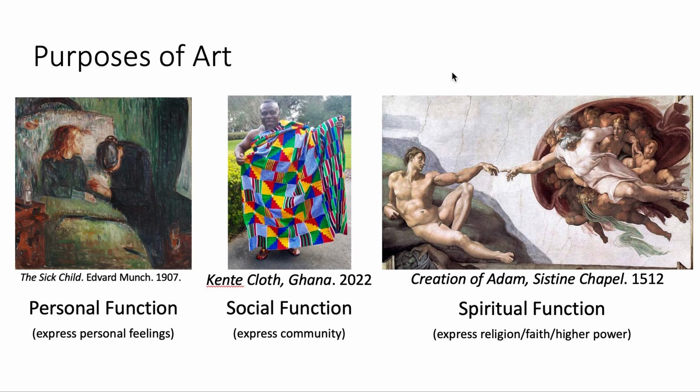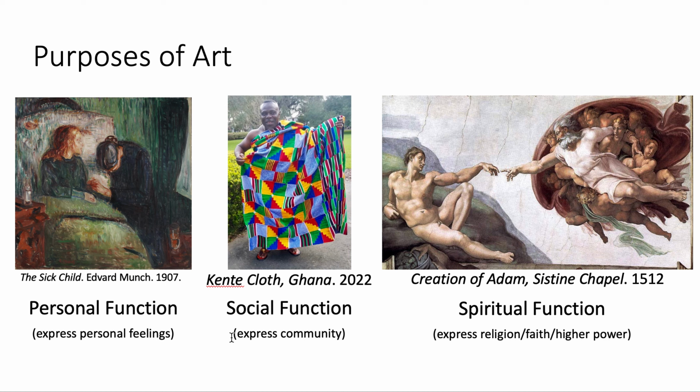All right. So purposes of art. So we have all these different functions, so let's break those down and see what they are. The personal function really is about expressing personal feelings, right? So here, in The Sick Child, we have a painting about a child who's sick and dying, maybe having their last breath. So really what the artist here is trying to get us to respond to is this mother, kind of crying over her sick child, right? It's mostly about our response to the painting, how it makes us feel.